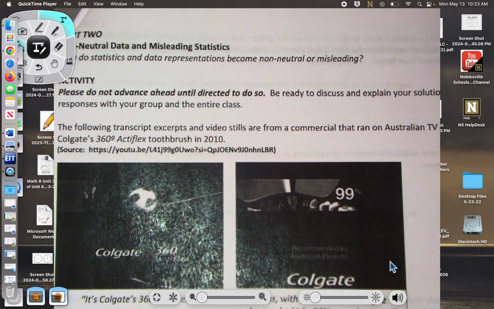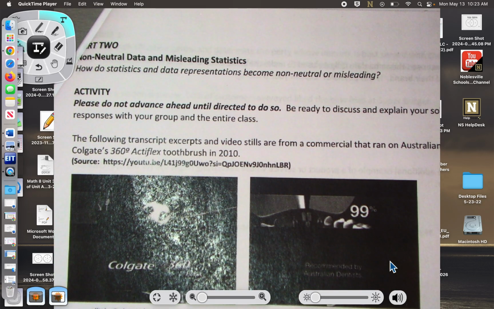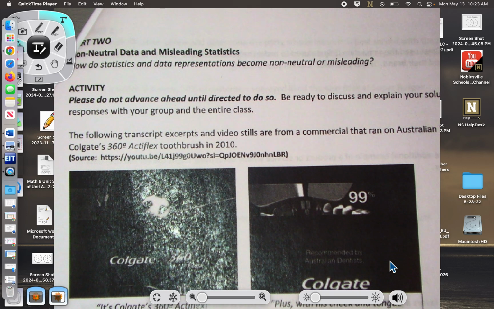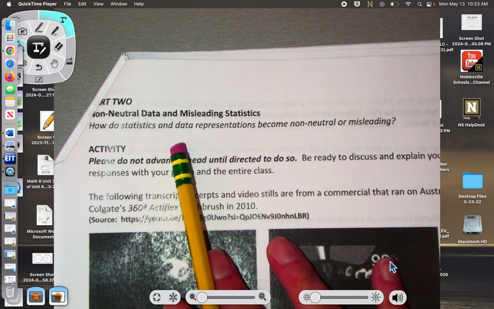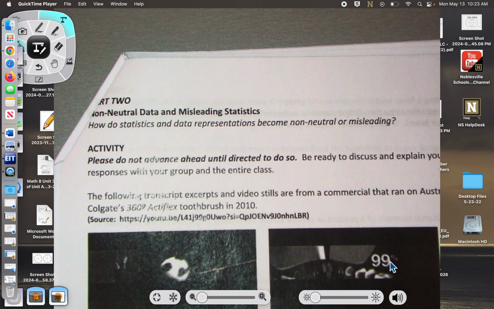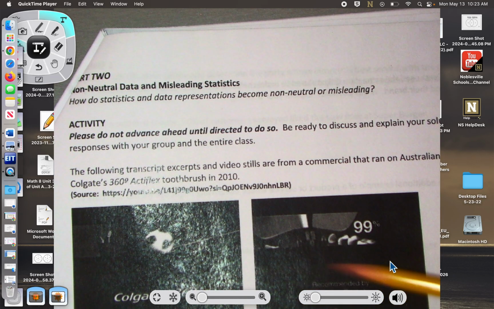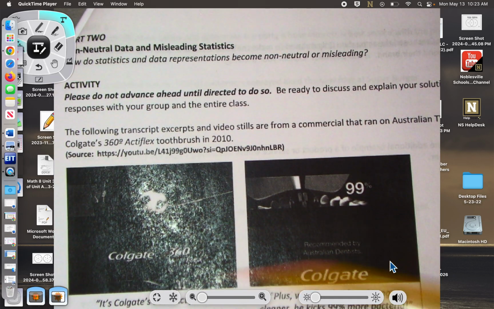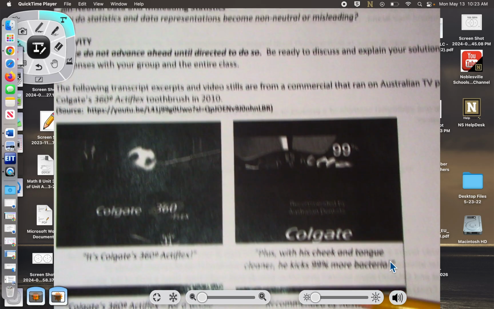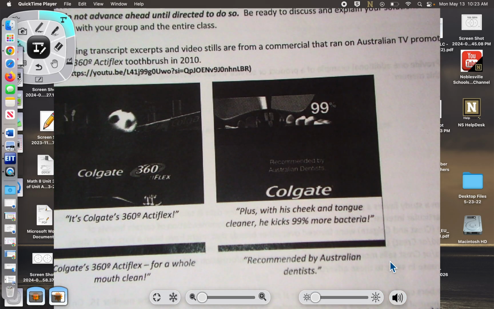Non-neutral data, misleading statistics. Okay, so we're on to another section of data collecting. How do statistics and data representations become non-neutral? Meaning, when can we read between the lines, read the fine print? What is the motivation of a data representation? So we have some videos. We're not going to watch them, but it's basically telling you why a certain toothpaste is better than the other. Okay, consider the following claim. At one time, Colgate claimed 80% of dentists recommended their brand of toothpaste. Use this information to answer the questions on the next page. It's just this page down here.